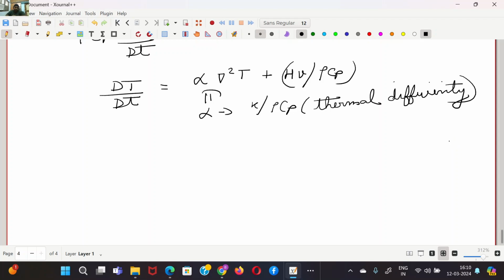Now, when you're taking the velocity, how will you get it? You'll have to solve the continuity equation and the momentum conservation equation in all three directions. From there you will get the velocity profile. That velocity function, you have to plug into this energy equation. So it will be a coupled system, where you're coupling the momentum equation with the energy equation and solving them simultaneously.